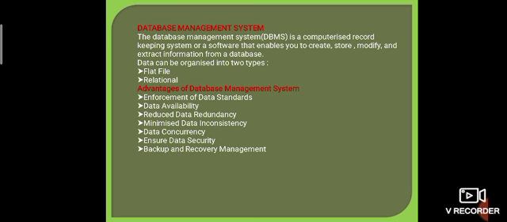Data can be organized into two types: flat file or relational. Flat file: data is stored in a single table with the plain text format. The fields in the record are separated using delimiters such as tabs and commas. It is usually suitable for less amount of data. MS Excel or Calc is the example of flat file database.